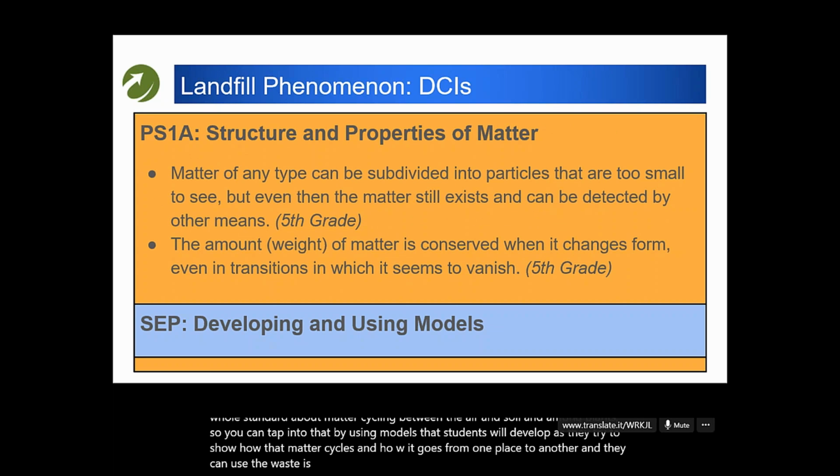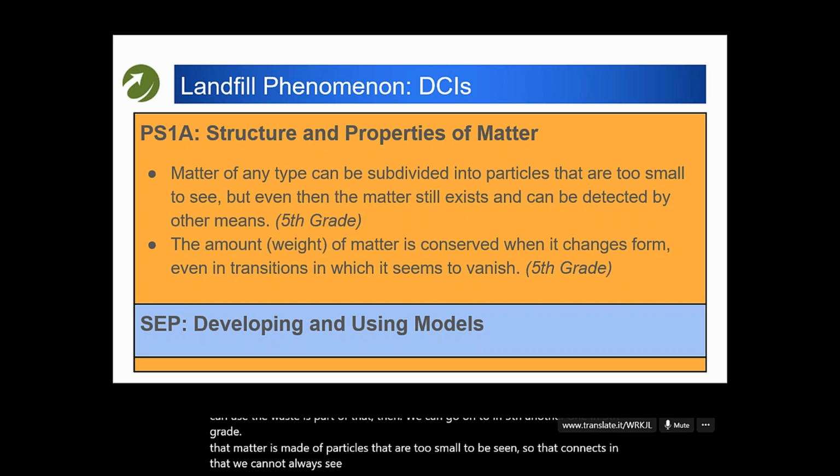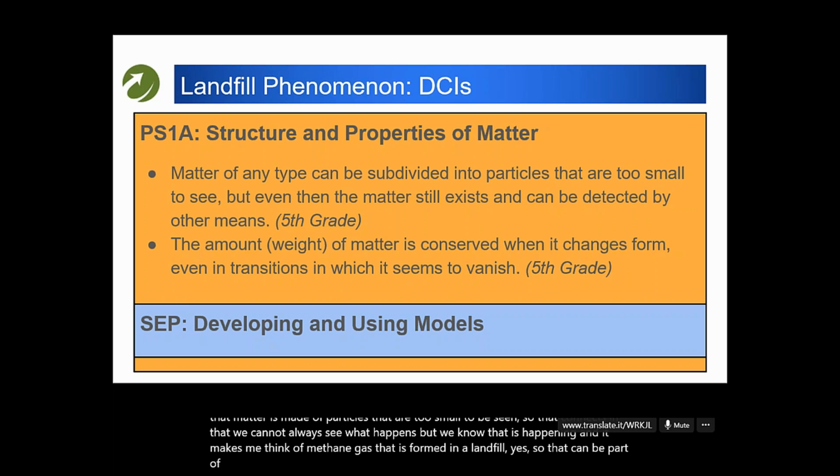Then we can go on to another one in fifth grade, that matter is made of particles that are too small to be seen. So that connects in that we cannot always see what happens, but we know that it is happening. And it makes me think of methane gas that is formed in a landfill. Yes, so that can be part of that model. And then when we look at conservation of matter, like you said, there is no way. It's somewhere, even if it looks like it's going to vanish.